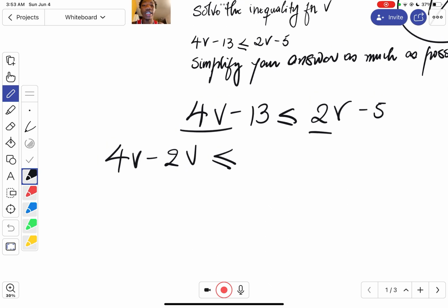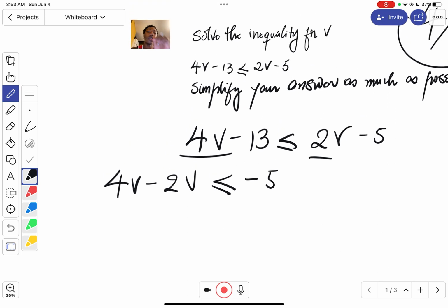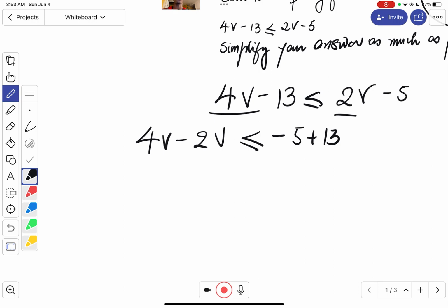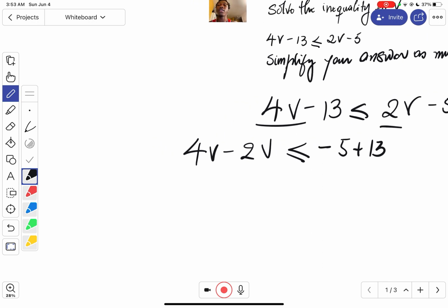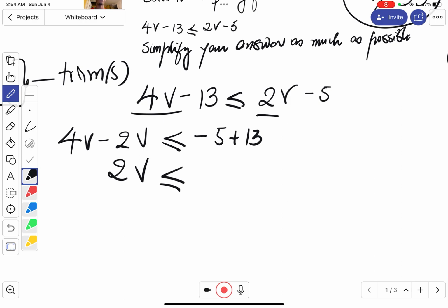We're still gonna keep our negative 5, and we're gonna get the negative 13. The negative 13 won't stay negative 13 on the other side because it goes from one side to the other, so it changes to positive 13. We're gonna compute everything together. So 4v minus 2v, the terms are the same, so we'll just compute the numbers. It's gonna be 2v. Keep our sign and compute that as well. So negative 5 plus 13 is actually 8.